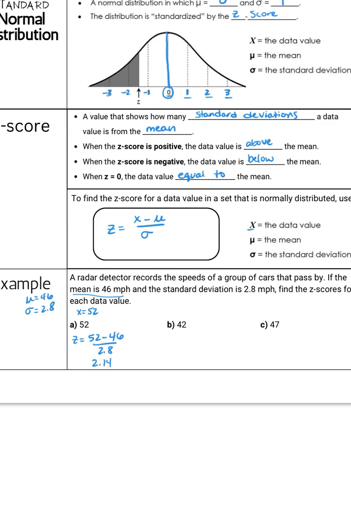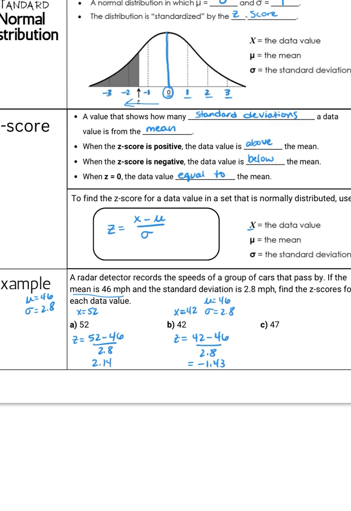So if we're going to do 42, that means x equals 42. And the rest of our data points stay the same. So mu is still 46 and sigma is still 2.8. So our z-score equals 42 minus 46, and you'll notice that's going to give us a negative number, which is good because that means that it's on the left of the normal curve, divided by 2.8. And when we put that in the calculator, we're going to get negative 1.43.